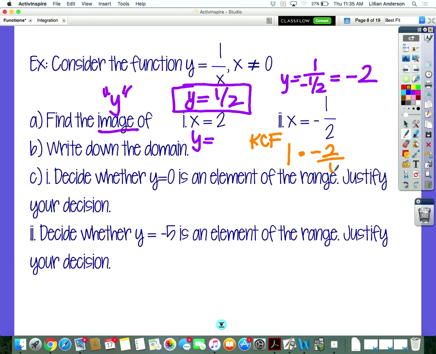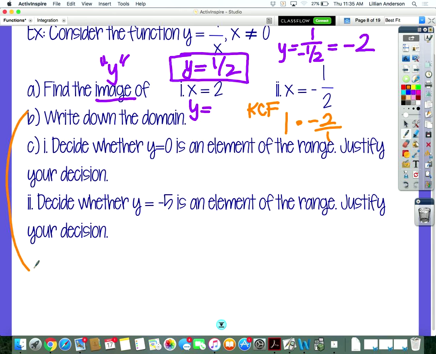Okay? Now we have to write down the domain. Normally the domain is all real numbers, but this one can't be 0. So the domain is going to be all real numbers except 0. How do you write that? Well, in interval notation, I don't like writing it with this restriction, but I will show it.